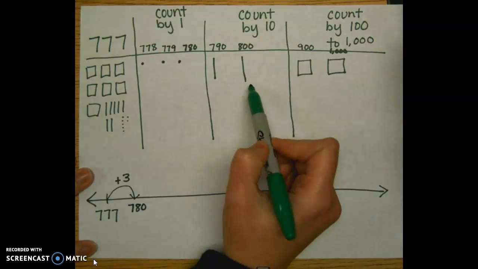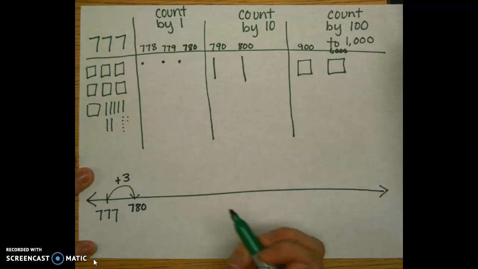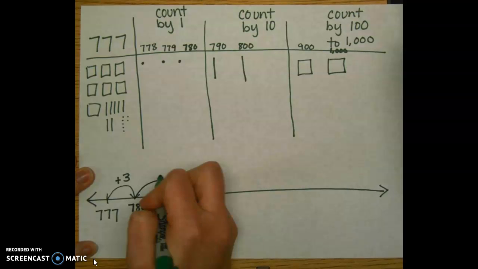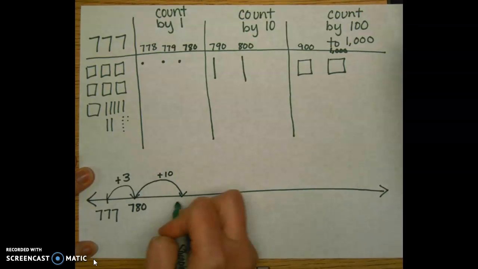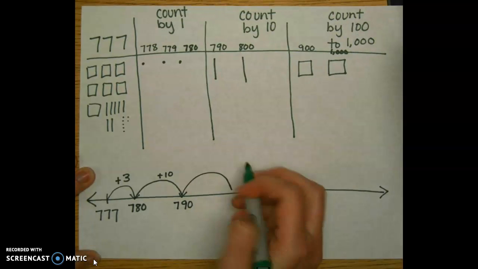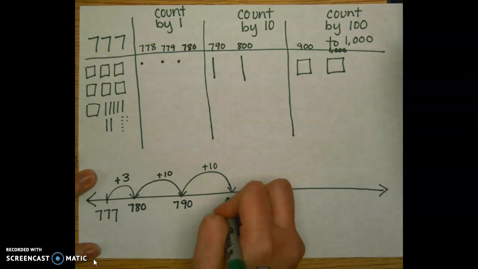We counted by ones. Now we can count by tens. 10, 20. You could either do one jump of 20 or you could do two smaller jumps of 10. I'm going to do jumps of 10. So if we jump 10, 790 is what we get. If we jump 10 again, 790 and 10 more is 800.